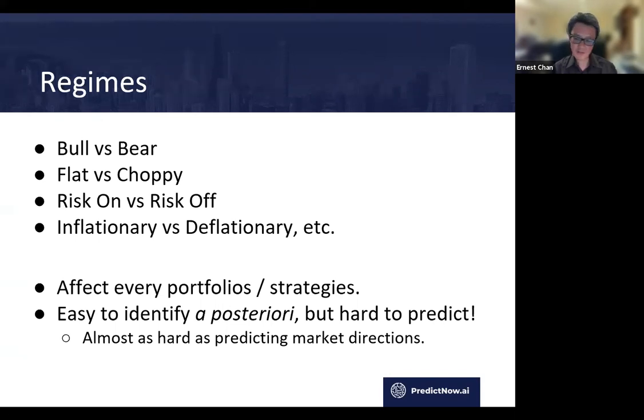It's easy to identify after the fact, but trying to predict them is not that easy, right? If you could have predicted that in March 2020 we'd have some days that are down 15%, you would be very rich by now, right? So it's easy to identify a posteriori, but not easy to predict. And in fact, predicting the onset of a new regime can be as hard as predicting market directions.